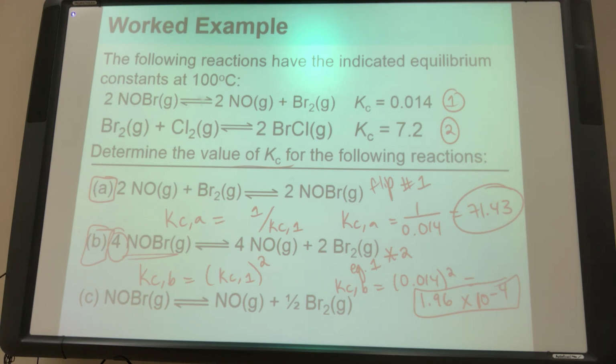Okay, let's erase all that. All right, I need NOBR. This is the only place NOBR is at. This is on the left, this is on the left, so we're good. I want only one NOBR, I have two. So what do I have to do to this first equation to get only one? Yep, I need to divide. So equation 1, divide by 2. So I need to take equation 1 and divide by 2.